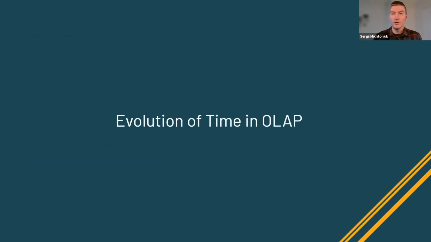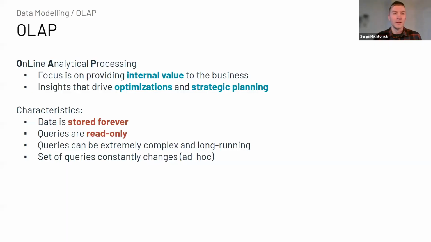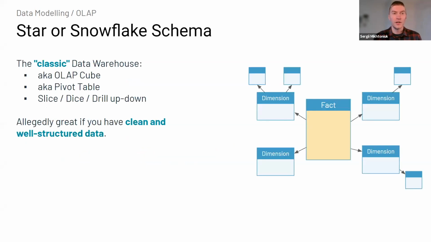So what's going on on the analytics side in the meanwhile? OLAP is analytics. It's focused on providing internal value to the business, usually providing insights that drive optimizations and strategic planning. For a very long time, the Star or Snowflake schema was the classic implementation of a data warehouse, also known as an OLAP cube or pivot table, that allows you to slice, dice, and drill down and up in your data. It's said to be really great if you have clean and well-structured data.